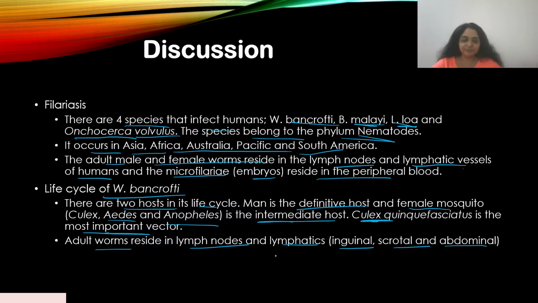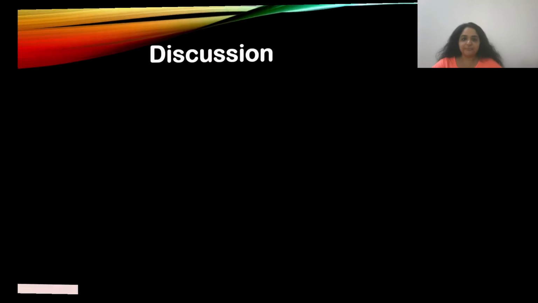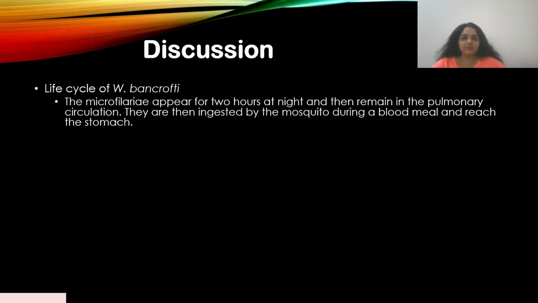All right. The male fertilizes the female, hence giving birth to microfilariae. They travel to the peripheral circulation. Now, the microfilariae appear for 2 hours at night and then remain in the pulmonary circulation. Okay, that's how the embryo functions. So if you look at the peripheral blood, you will not find it there, but you'll find it only for those 2 hours at night.